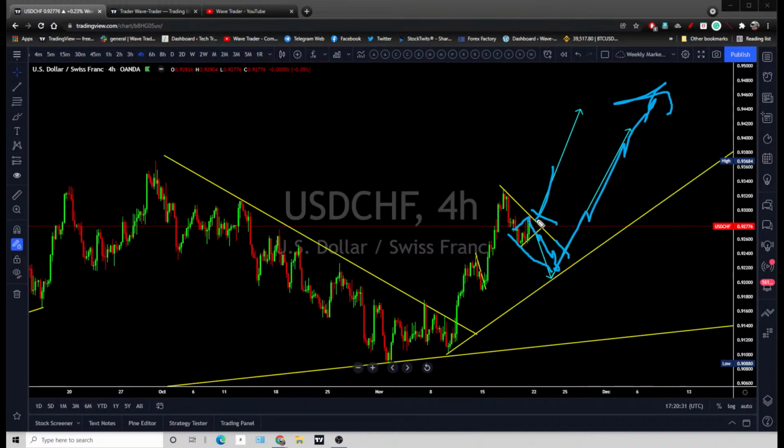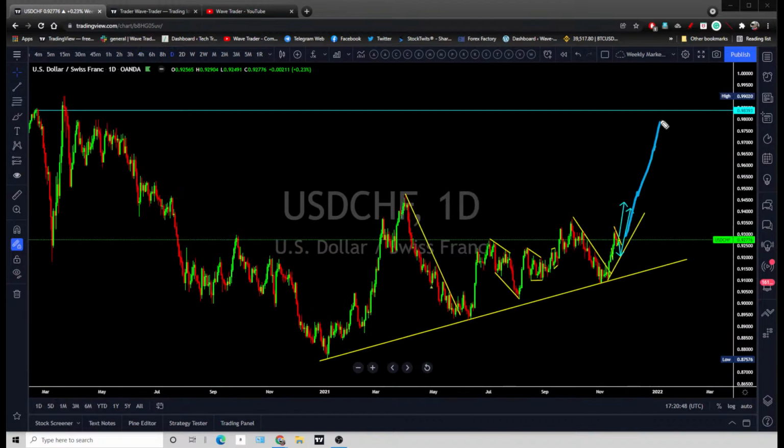I see a quick rise is going to come over there, because it has to go there and needs to tag that level. So yes, on the 4-hour time frame, a flat formation and flag formation, and then continuation.